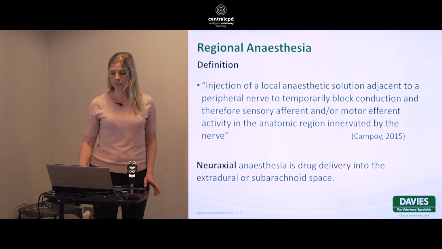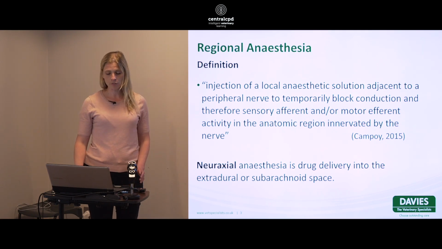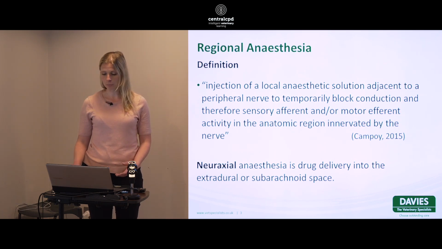So the definition of regional anaesthesia is the injection of a local anaesthetic adjacent to a peripheral nerve, with the idea being to temporarily block the conduction, and so the sensory afferent, and it might also be the motor efferent activity in the region that's innervated by that nerve. And just in contrast, we will be talking about neuraxial anaesthesia as well. That's drug delivery into the extradural, which is an epidural, or the subarachnoid, that'd be a spinal intrathecal block.